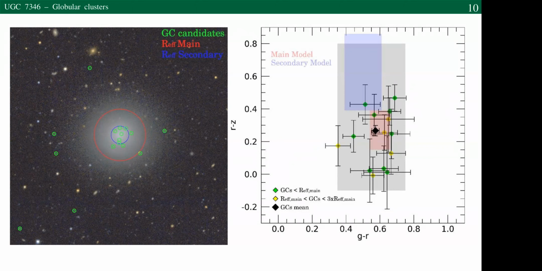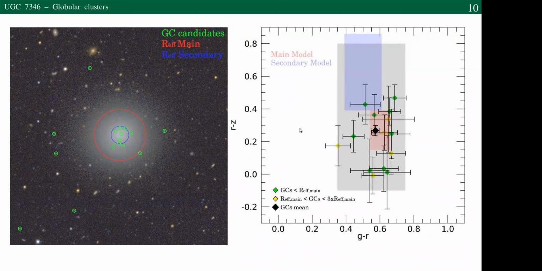And I will talk more about the concentration of the globulars later. But first, I plot here in the red panel the color distribution of the selected globular clusters. The color space for the selection of the globulars is the gray region. The colors of both stellar components are shown in red for the main component and in blue for the minor component. And the colors of the globular clusters are shown as the green and yellow points, depending on where they are located, in which region of the effective radius of the galaxy.